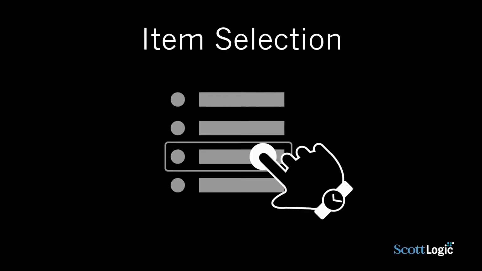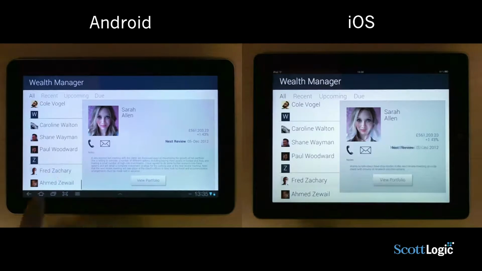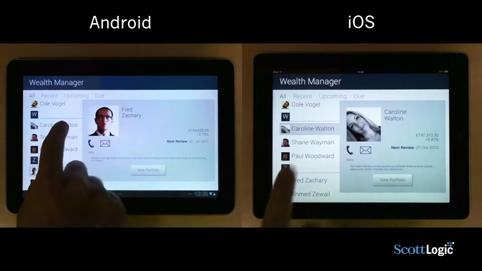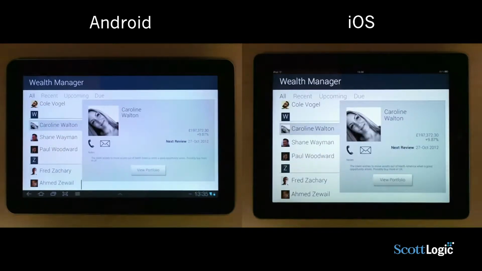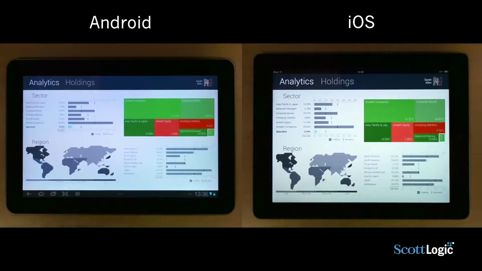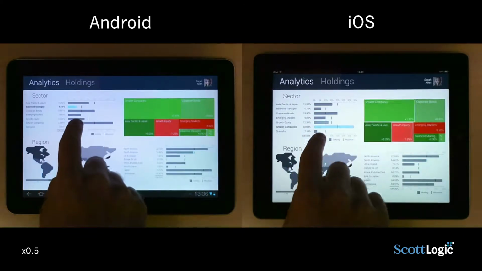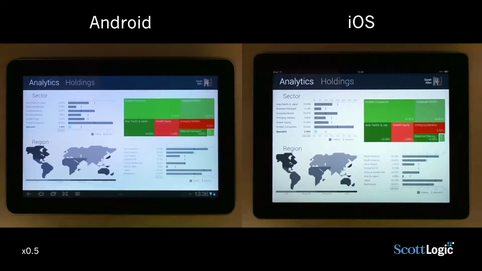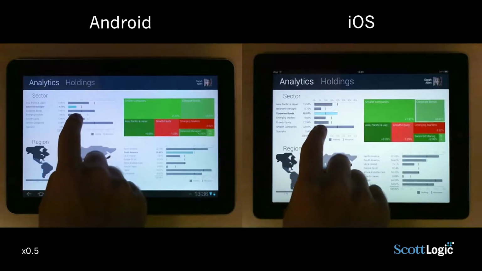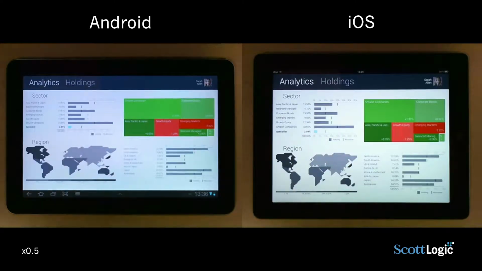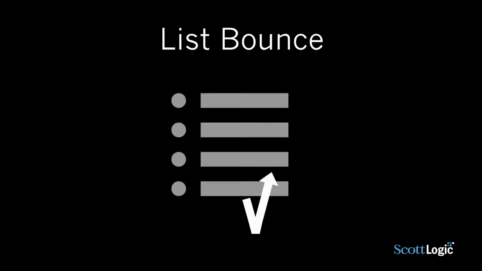Next is the selection of clients from the list. How responsive is each device to the user's touch? When selecting a client from the list, we found the reaction of both devices to be comparable. However, when quickly selecting between the different bars in the portfolio charts, the Android device was noticeably laggy compared to the iOS device. Now on to the bounce effect of the client list.